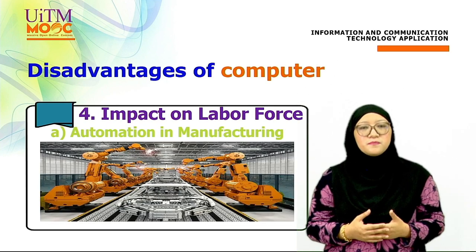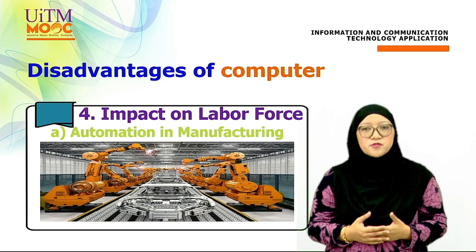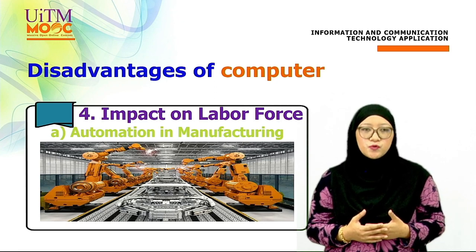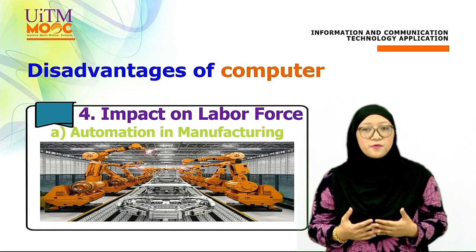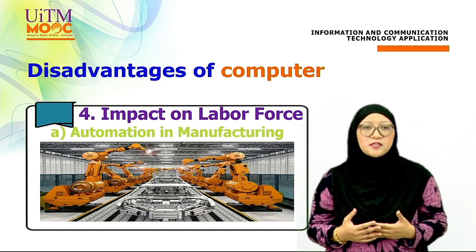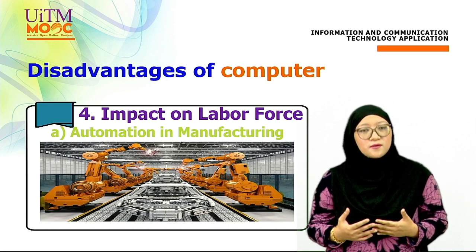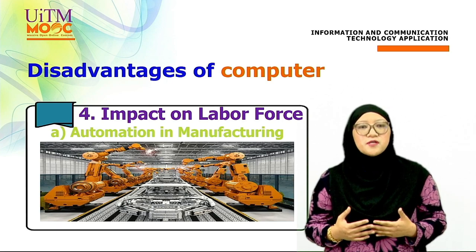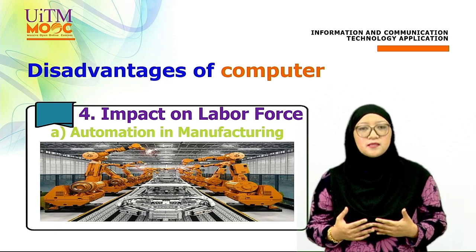Automation in manufacturing means using computers and robots to do the work that people used to do in factories. This includes tasks like assembling things on a production line or doing repetitive jobs, which are now done by machines, reducing the need for human workers in those particular roles.